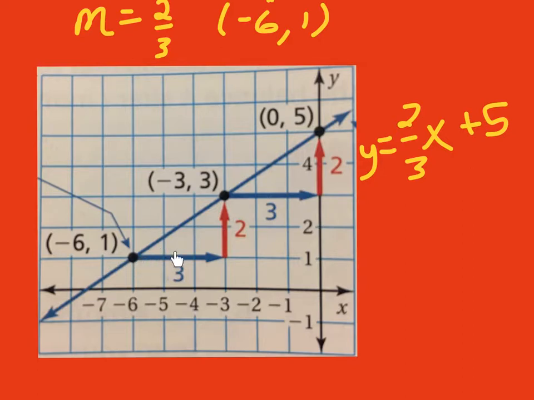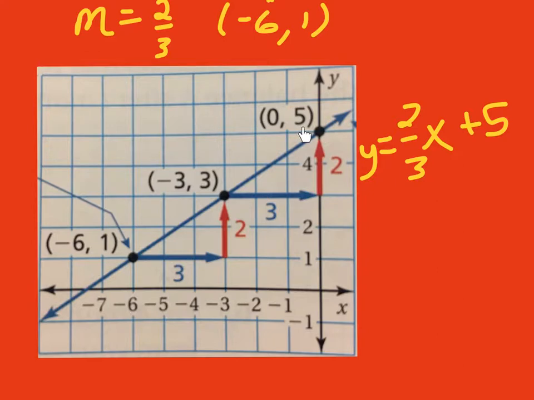They go over 3, up 2, or you can go up 2, over 3, up 2, over 3. The reason they do it twice is because this point still doesn't tell you what the y-intercept is. You have to go over twice, and here is the y-axis. It's on the y-axis right here. So we know that our y-intercept is 5.